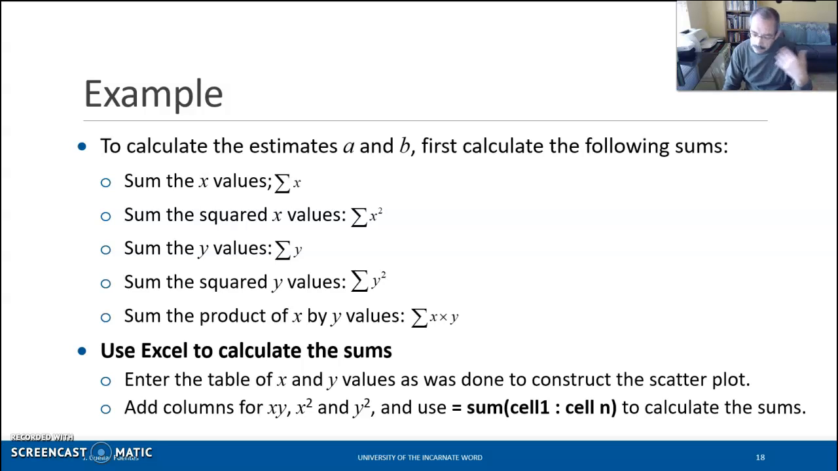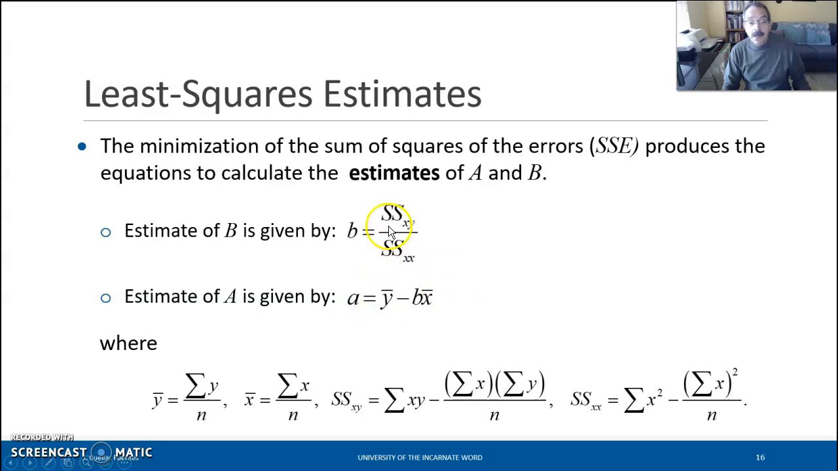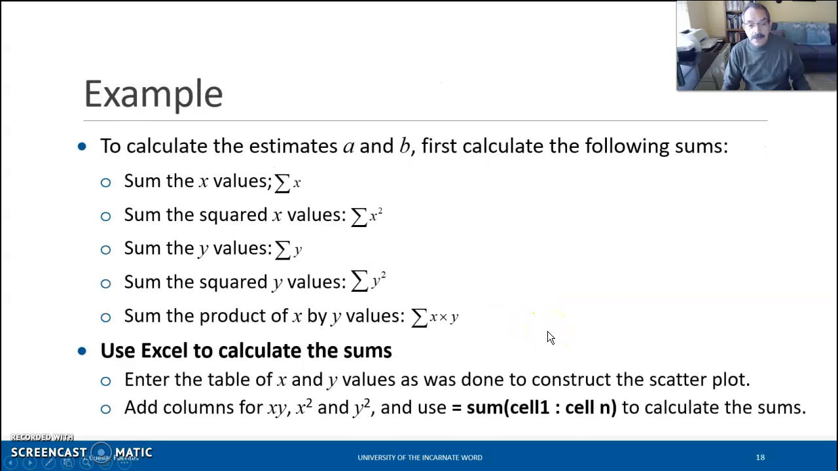That way the likelihood of making mistakes is much less, and you're more likely to answer the questions in the Wiley Plus homework correctly. In terms of the exams, I will give you these sums, or I might even give you all these quantities here so that you can just do the last step and calculate the coefficients.